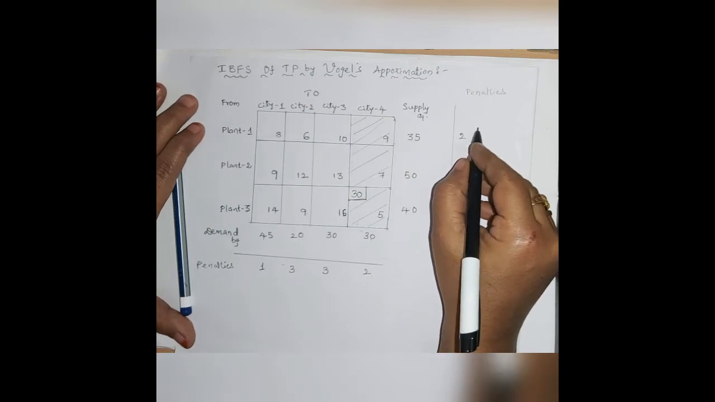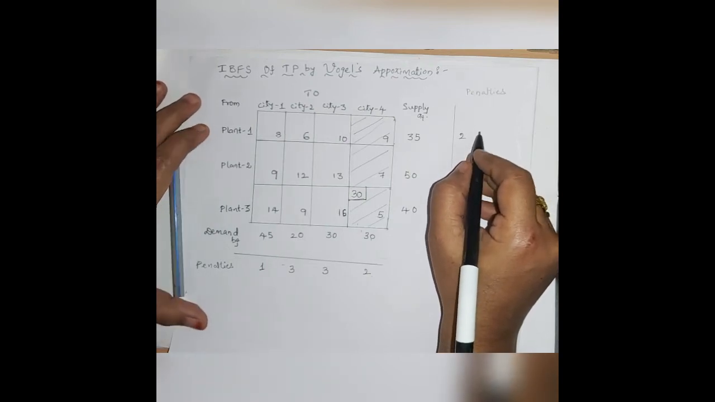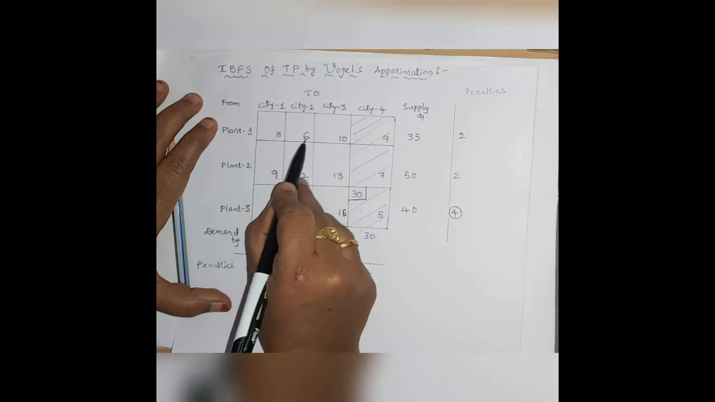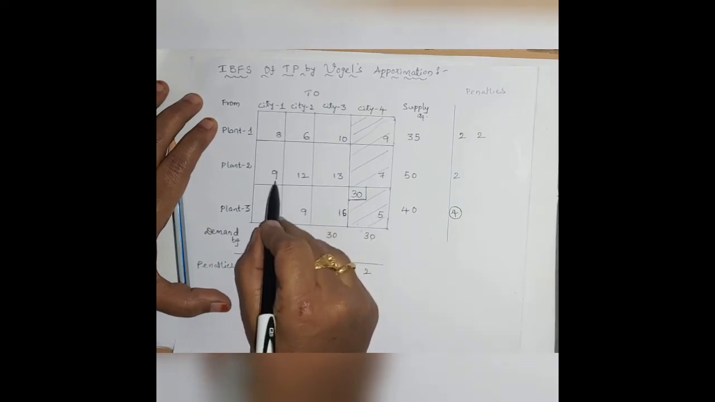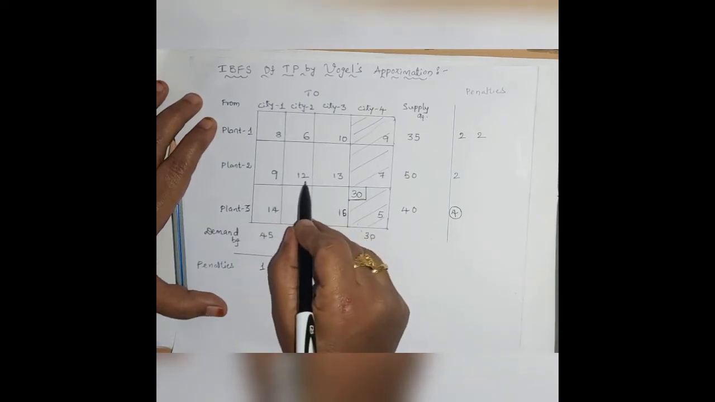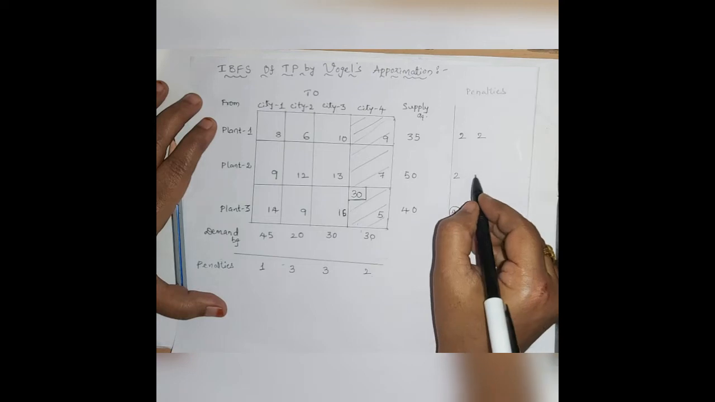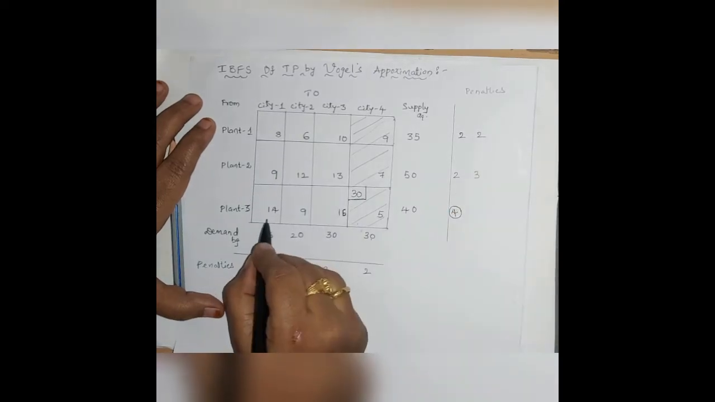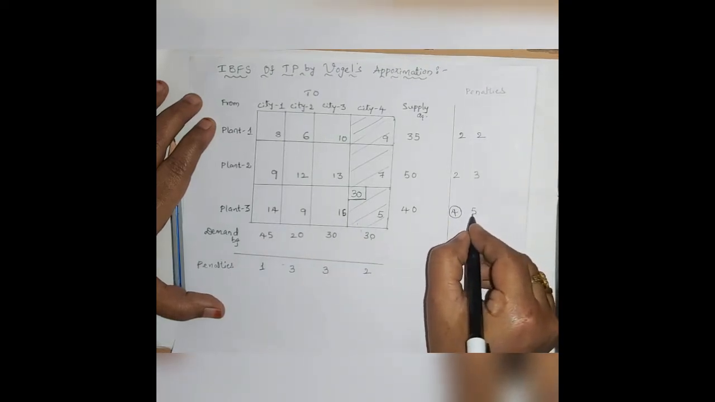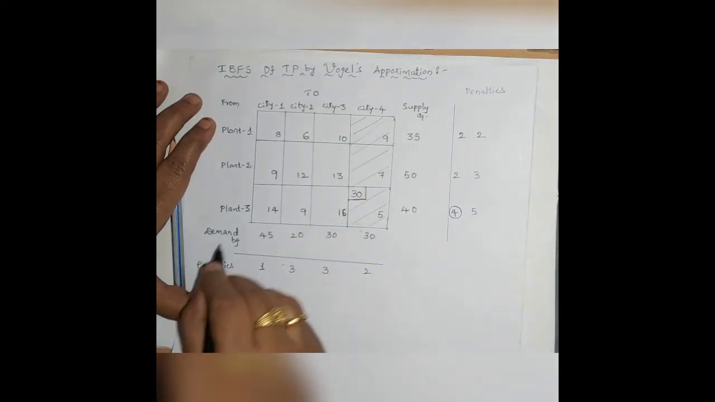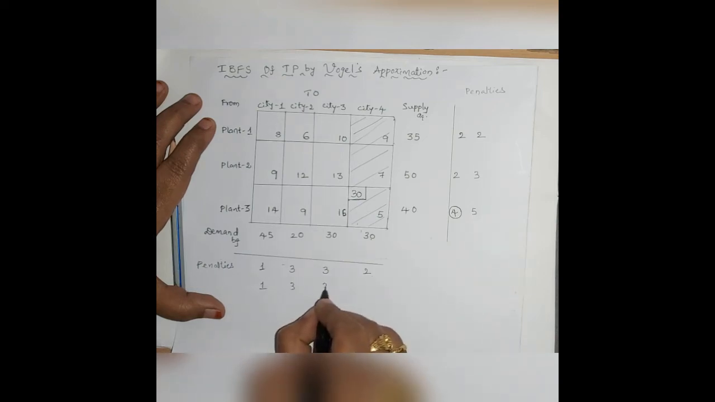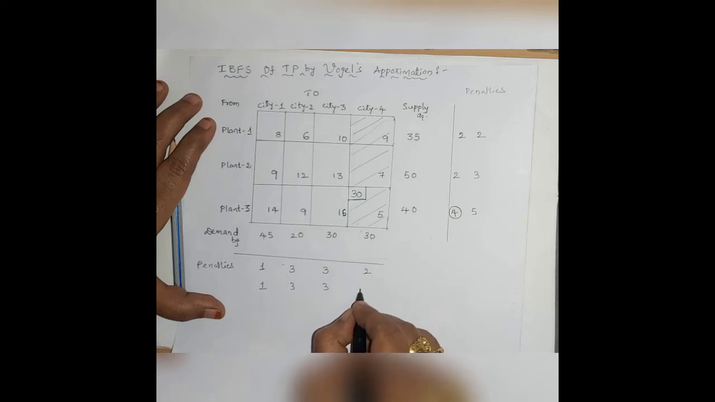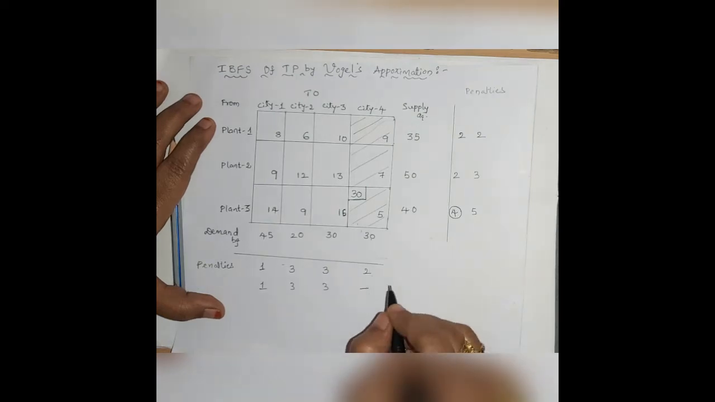Now in the remaining transportation problem, you can see the penalties of the rows. For the first row it is 6 and 8 again, so the difference between them is 2. The next is 9 and 12, so the difference is 3, and for the third plant the difference between 9 and 14 is 5. Since the column differences are not affected, write down the penalties as they are, and since city 4 is cancelled, put a dash here.